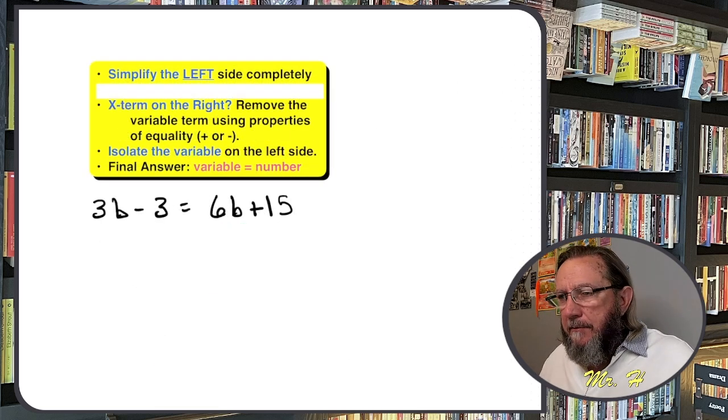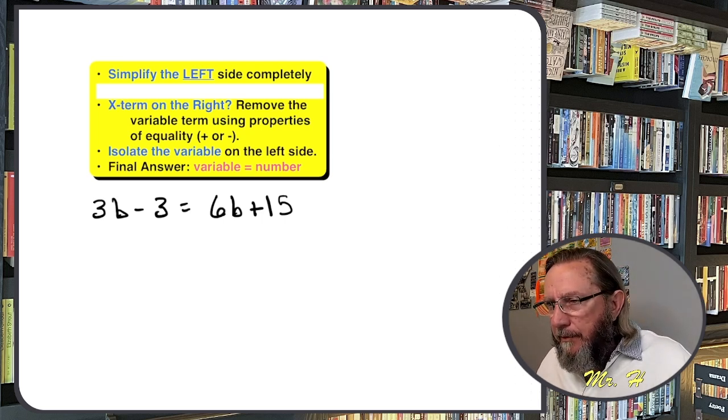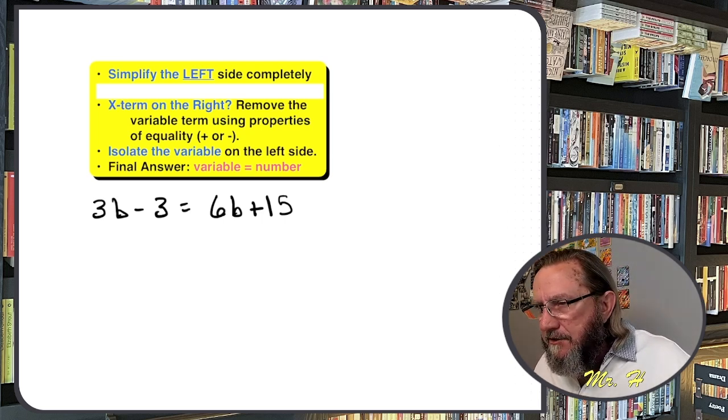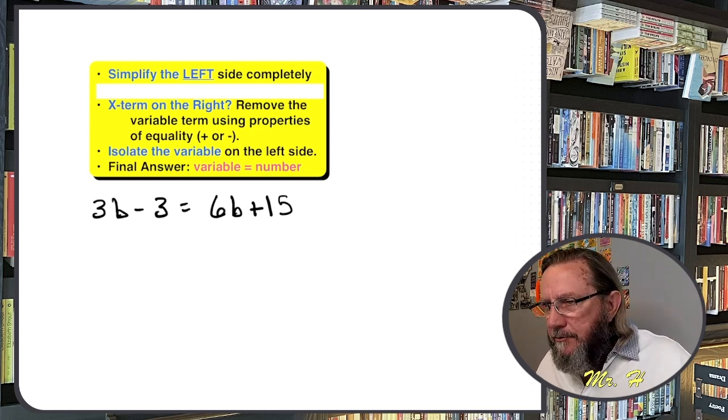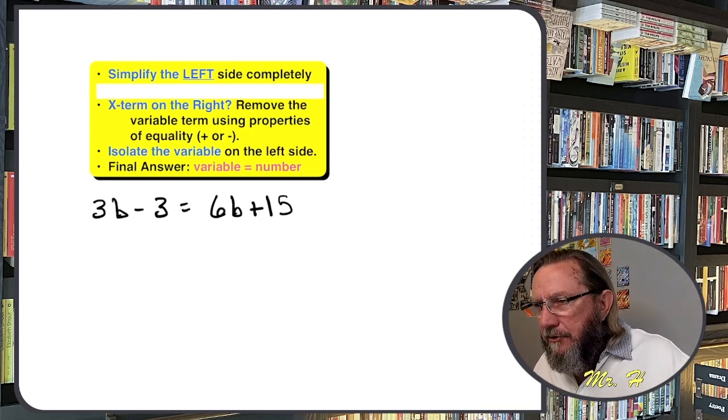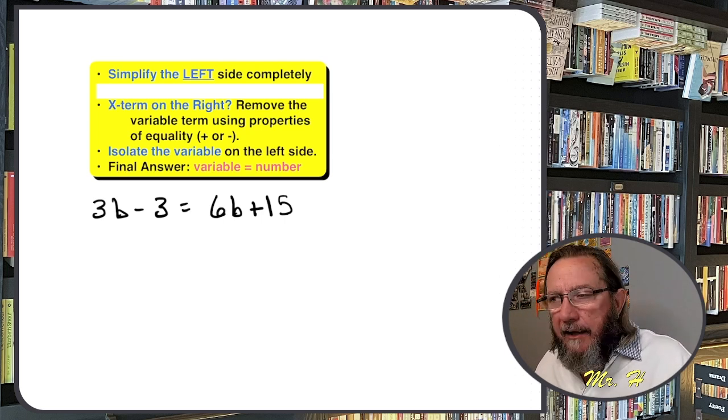Take a look at this one. This is very similar to the one we just did. If we follow our recipe, we'll be fine. First step says to simplify the left side completely. There's nothing to simplify there. All the like terms are combined. Is there a variable term on the right? Yes, there is. There is a b on the right-hand side.